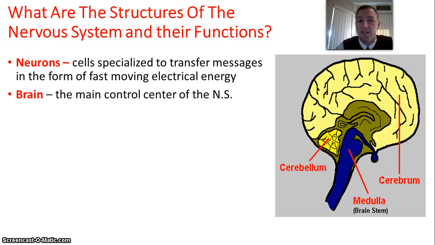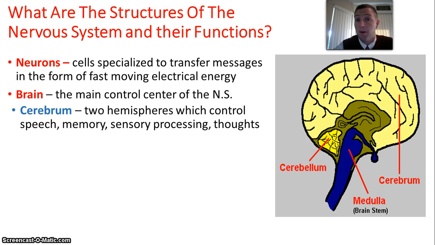Okay, so these neurons come together to make 2 huge structures. There's only 2 main parts of the nervous system. The brain, which is the control center of the nervous system, and the brain has 3 parts. The cerebrum, right, and that cerebrum is split into 2 hemispheres, okay, your right and your left hemisphere, and those parts of your cerebrum control a lot of your active processes like speech and memory and your thoughts and processing of all the information you get from your sensory nerves.